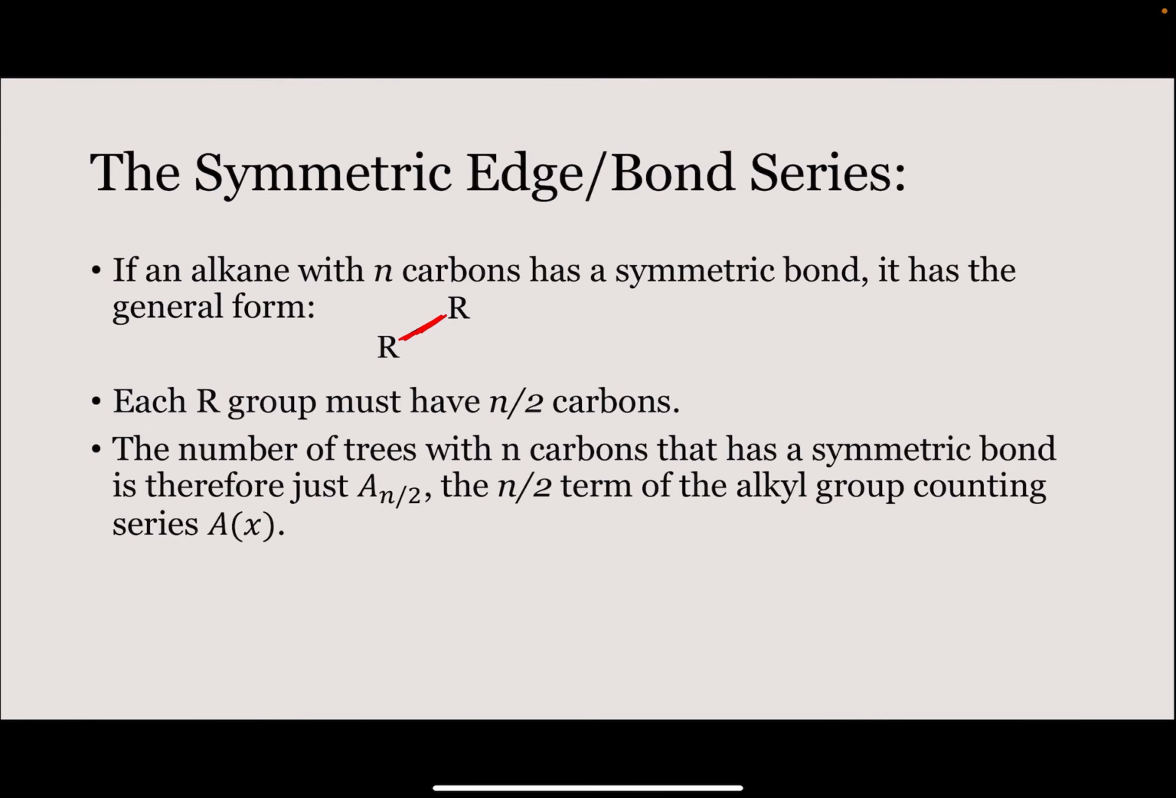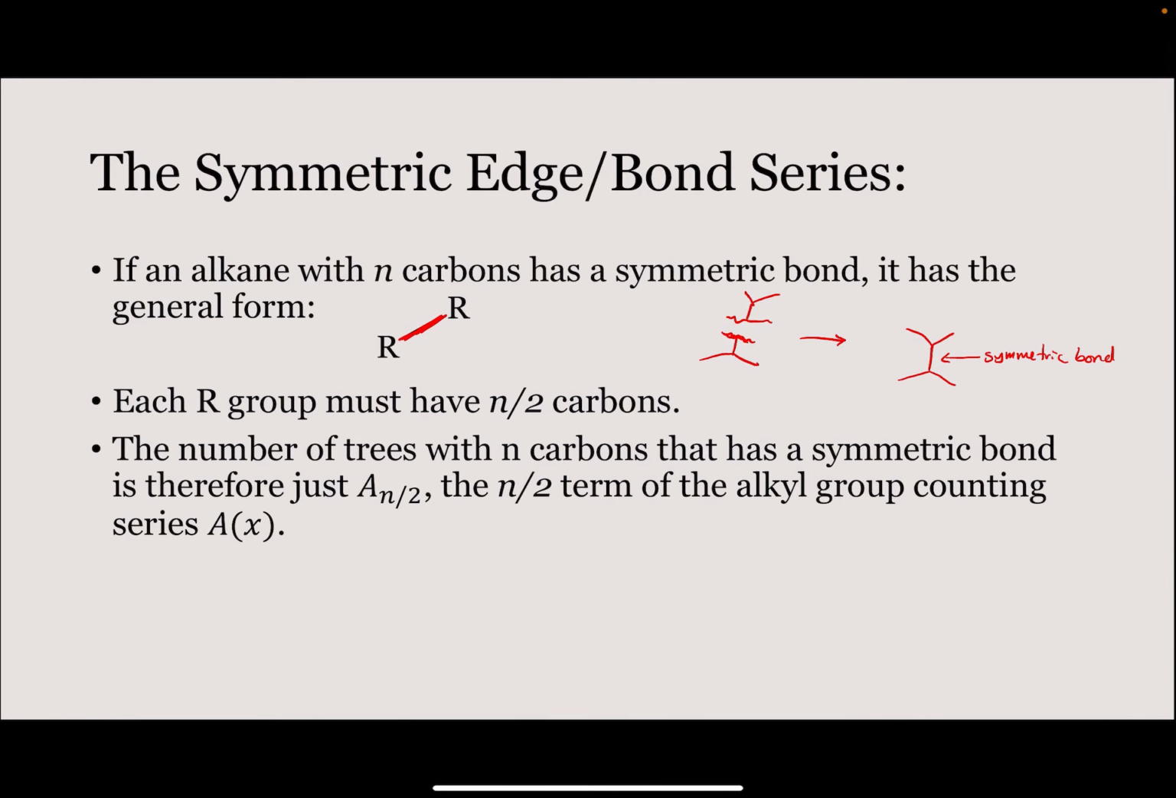If you want to see what that might look like, let's say these are my two identical alkyl groups. So that is an alkyl group over here. We can bring this together with another alkyl group here, join them together, and boom, combine those two bonds like that. And this here is your symmetric bond. The number of alkanes with n carbons with the symmetric bond is exactly the same as the number of alkyl groups with n over 2 carbons, because we're just bringing them together.